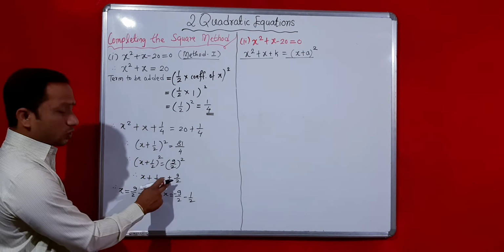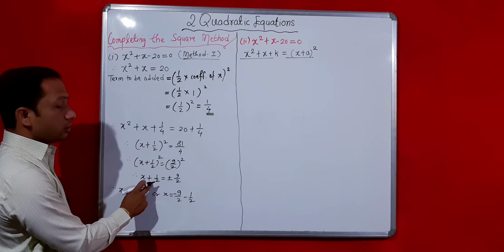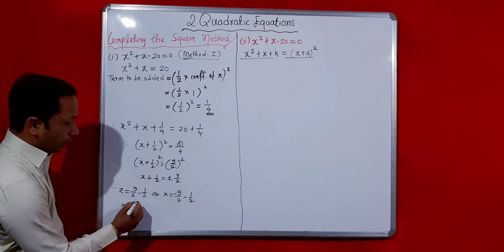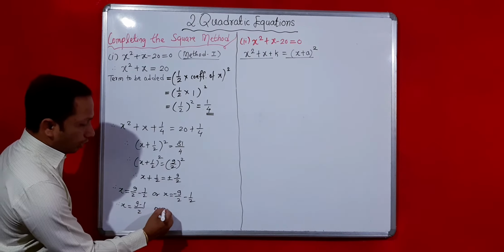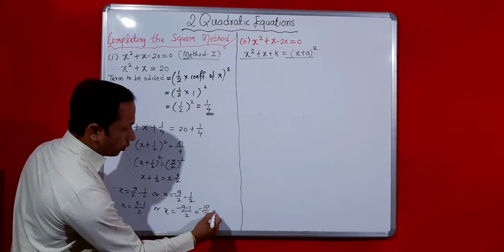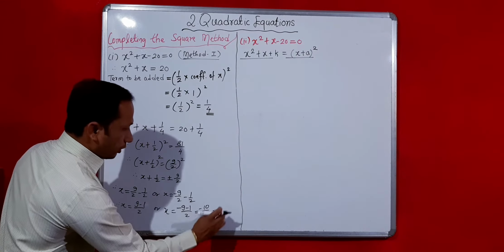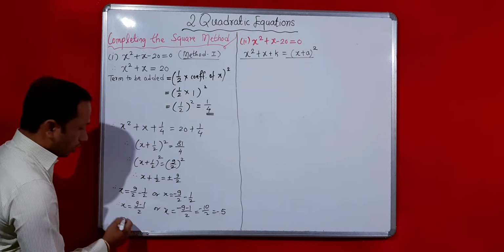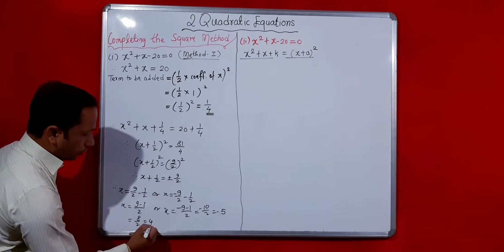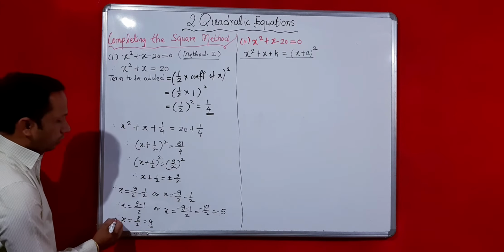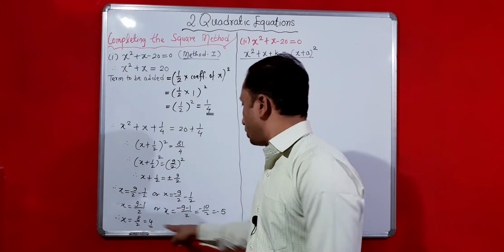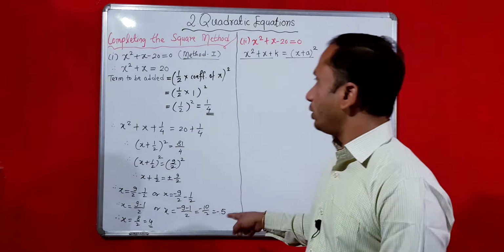This is plus minus, and this is plus, so it will be minus on the RHS. So now I will get x is equal to (9 minus 1)/2, or x is equal to (minus 9 minus 1)/2. So minus 10/2 will be minus 5, and 8/2 is equal to 4. So these are the values. Therefore, the roots of the given quadratic equation are 4 and minus 5. In this way you have to write it.